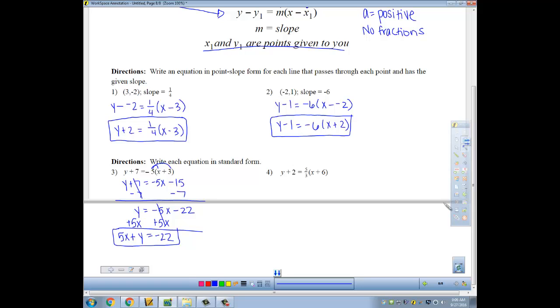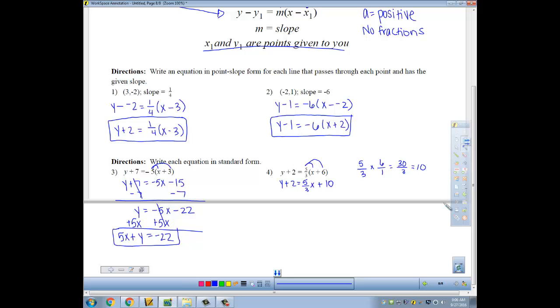Now this next problem is going to be quite a bit more difficult because we're going to have to deal with some negatives and also have a fraction involved. So I'm going to do the distributive property first to get y plus 2 equals 5/3 times x is 5/3 x. And 5/3 times 6, if you can't do that in your head, just work it out on the side. 5/3 times 6, which is 6 over 1. So you get 30 over 3, which is 10. So I'm going to write plus 10 right here.